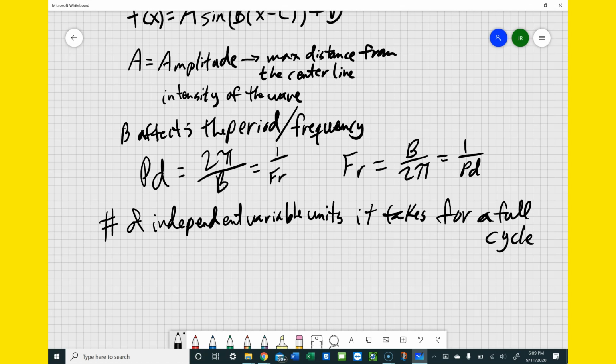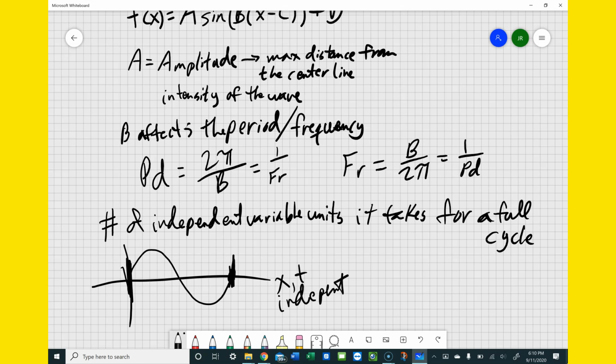So most of the time in real life, the independent variable in this case would be time. So it would be the amount of time it takes to go through a full cycle. That's the period. If you're looking at the sine wave, whatever this distance is, and notice this is the x, or the independent variable, or it might be t, or it might be something else. This distance right here is the period.